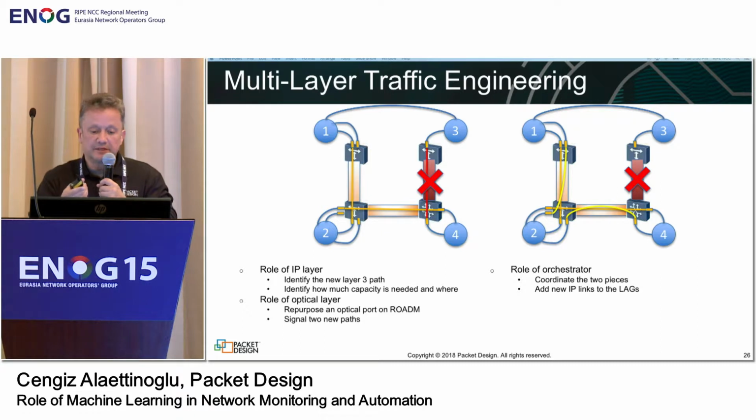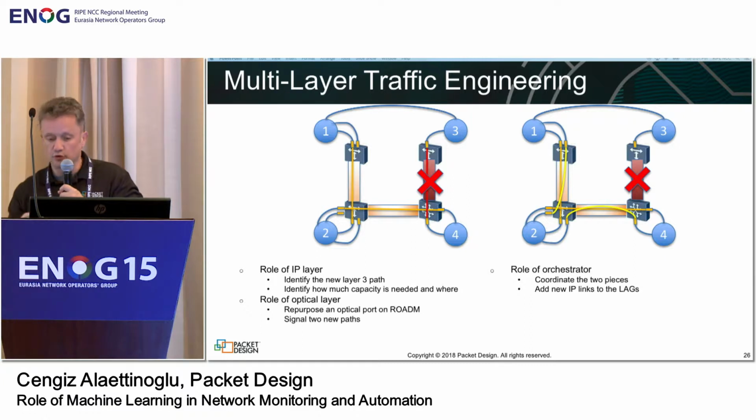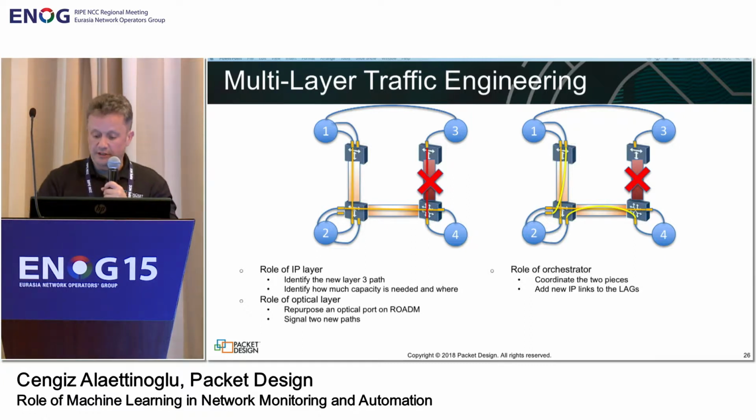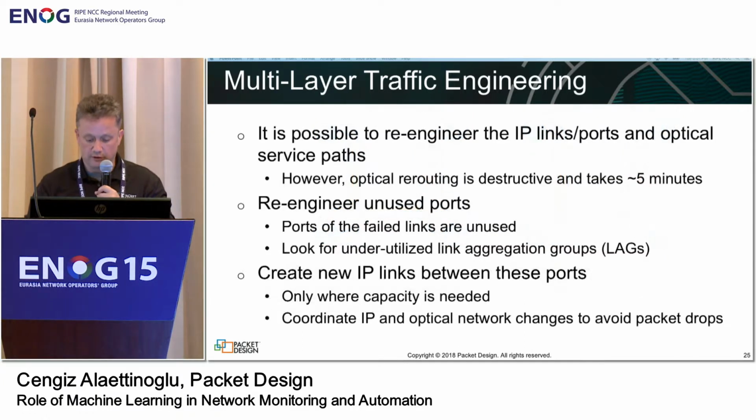When that happens, the traffic from 4 to 3 goes over 2, 1, and 3, and causes congestion in both of the IP links. But the service provider wants us to rewire the network. Oops, the wrong button.